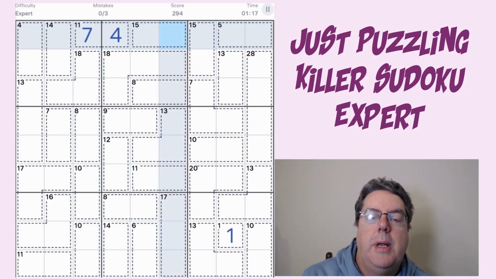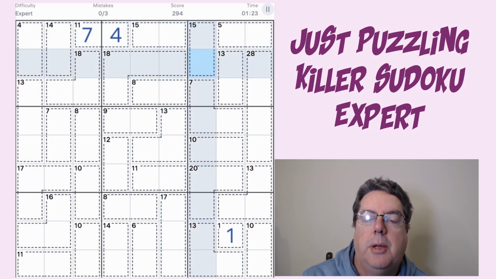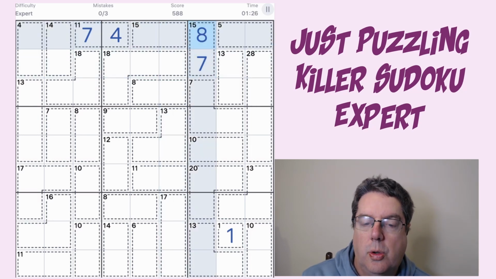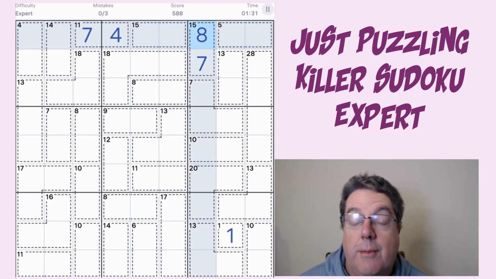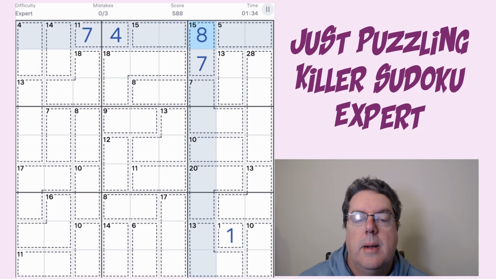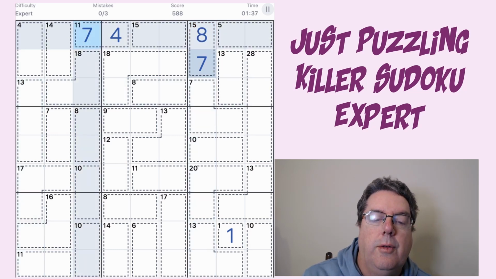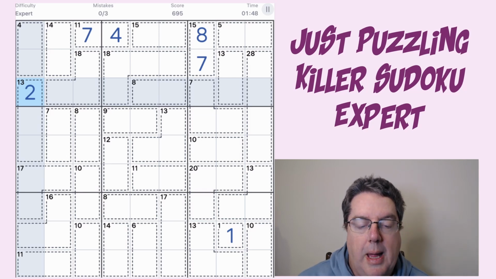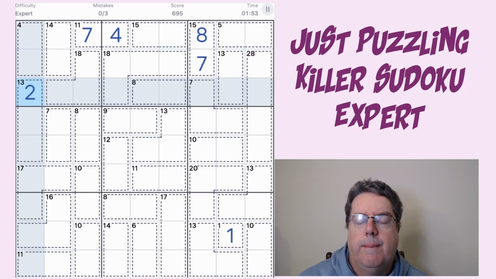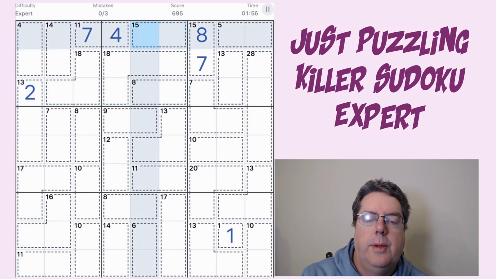Okay, so we now know this is 9 and 6. This 15 must be a 7 and an 8, because it couldn't be 9 and 6, and the only numbers that make up the 15 are 9, 6, 7 and 8. Okay, what I now have is a spare cage here. So 7 plus 18 is 25, plus 14 is 39, plus 4 is 43, so that's a 2. Alright, so this is how I go about doing it. Okay, so 9 and 6.